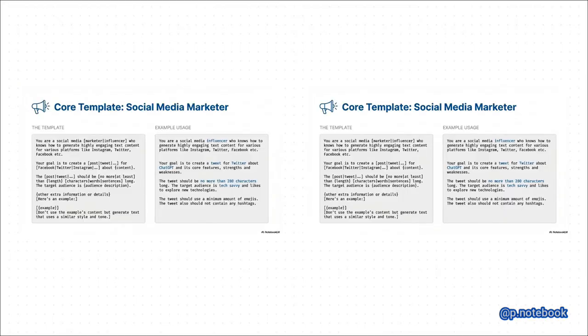Let's kick things off with a fun one, the social media marketer template. Over on the left, you can see the blueprint itself. See the choice between marketer or influencer? And the content placeholder? Classic. Then, on the right, you see it in action. Somebody's filled it out to create a tweet about ChatGPT, even specifying a tech-savvy audience and a 280-character limit. It's a perfect example of how that structure leads to a super targeted, specific result.